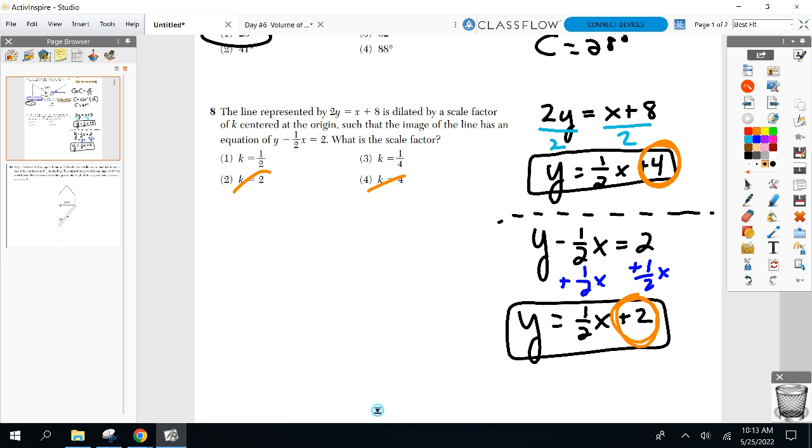All right, how much closer am I getting? 4 to 2. From 4 to 2, I'm getting half as close, or 4 times a half. So my scale factor is 1/2. You always look at the y-intercept because the slopes aren't going to help you because they're always the same.